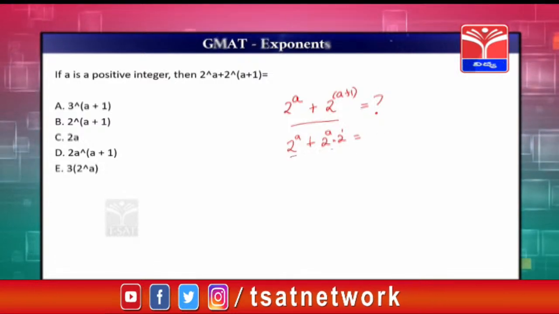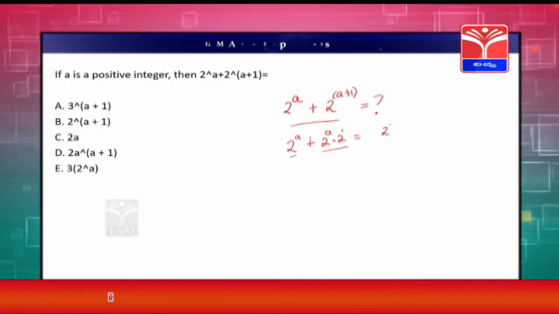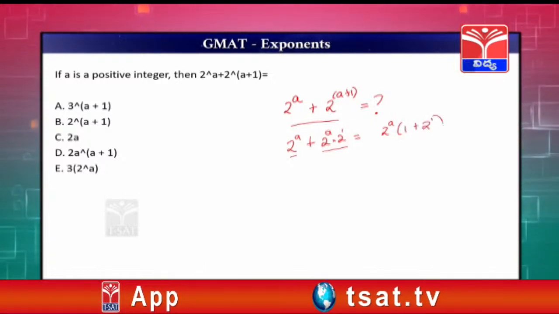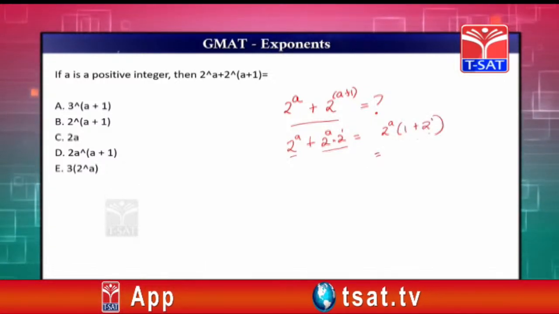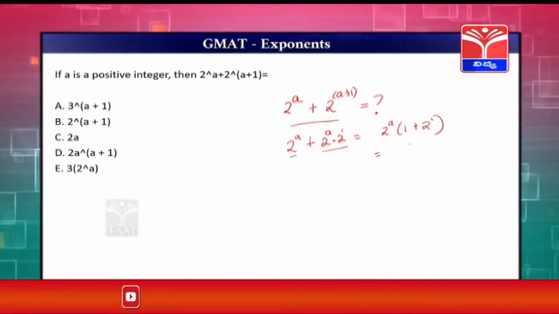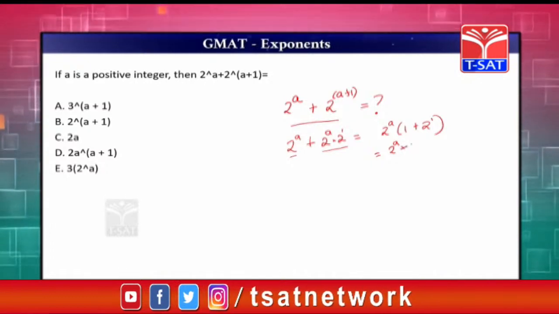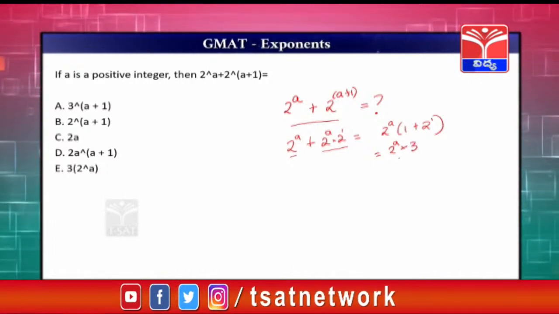You can take 2 to the power of a common in both of these. You will be left with 2 to the power of a into 1 plus 2 to the power of 1. 2 to the power of 1 is nothing but 2. 2 plus 1 is 3. So, you have 2 to the power of a into 3 as your answer. It's option E. Let's look at the next question.